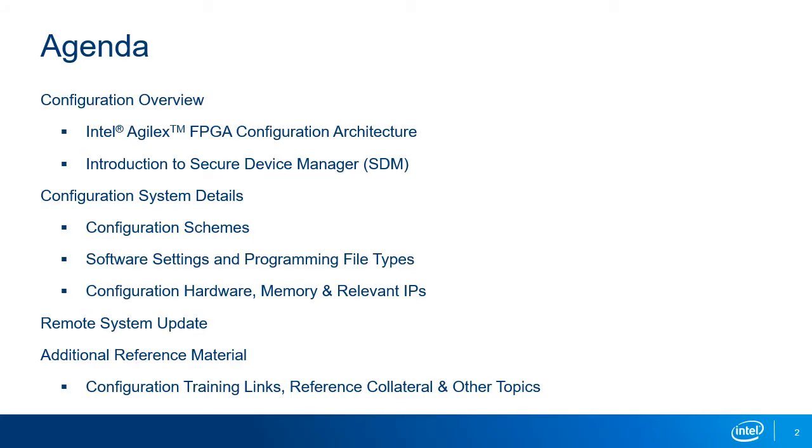At the end of this training, you will be familiarized with the Agilex configuration architecture and the Secure Device Manager within Agilex devices. You'll also learn about the various Agilex configuration schemes with the software and hardware involved in enabling these schemes. This training consists of 3 sections. In the first section, we will walk through the Secure Device Manager and configuration architecture. In the second section, we cover details about various configuration schemes, software settings, and hardware necessary for configuration. In the third section, we provide an overview of how remote system update works in Agilex FPGAs.